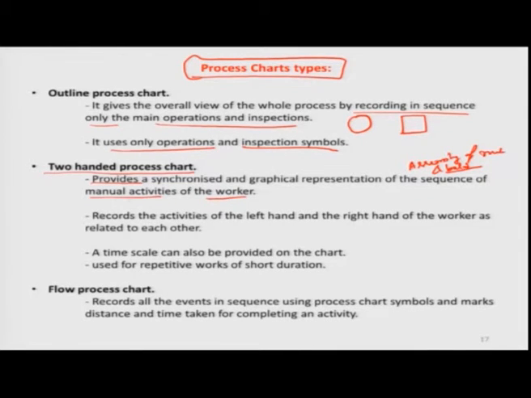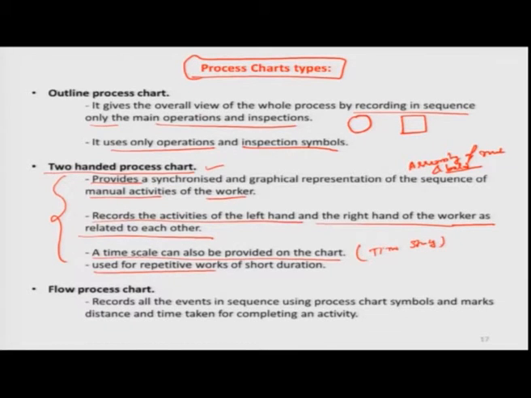That is why it is called a two-handed process chart. It records the activity of the left hand and the right hand of the worker as related to each other, and a time scale can also be provided on the chart. The benefit of this chart is that you are parallelly counting the working time of both hands, so you are also doing a time study here. And this is used for repetitive work of short duration.